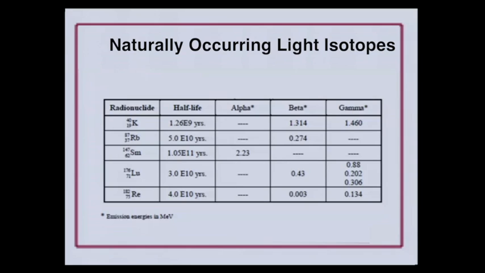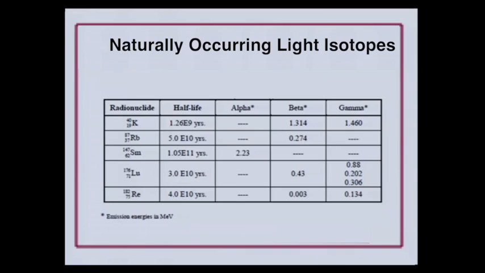And then on down, you can see rubidium, samarium, and Lu and Re. I forget what the elements' names are there. You can look those up. But they are all naturally occurring. And you can see the half-lives are all on the order of many, many years. It's interesting to note that only one of them is an alpha emitter. As I pointed out earlier, most of the alpha emission occurs in the heavier elements. And so we have one here that is an alpha emitter, and then the remaining ones are beta and gamma, and possibly sometimes both beta and gamma.